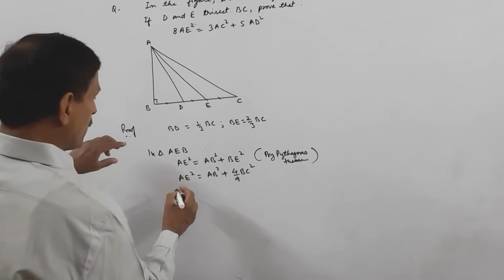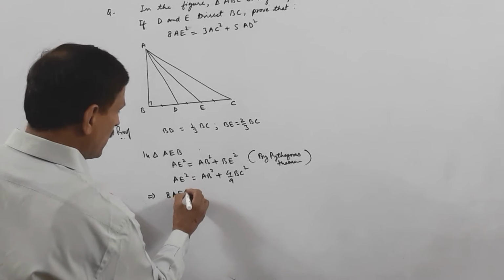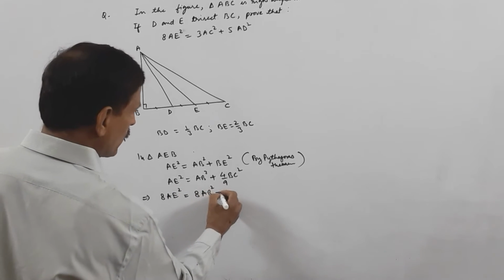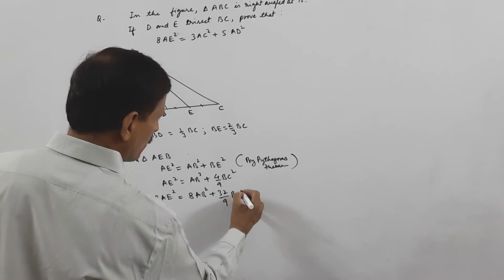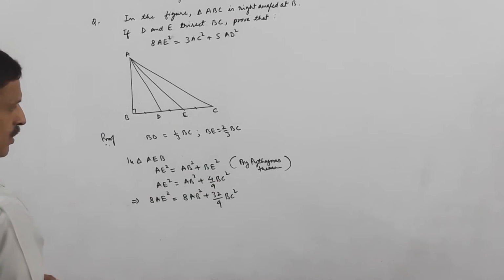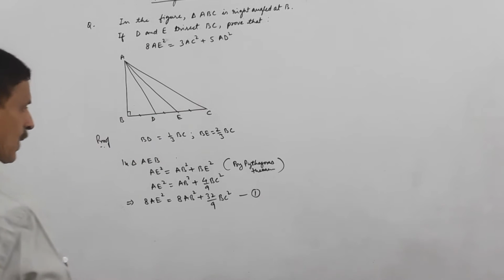Or it implies that 8 times of AE square is equal to 8 times of AB square plus 32/9 BC square, multiplying by 8. This is result 1.